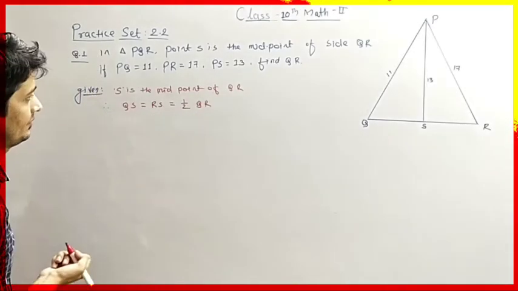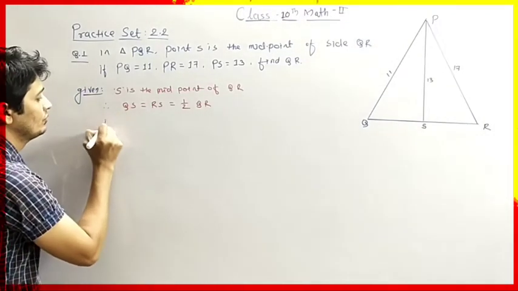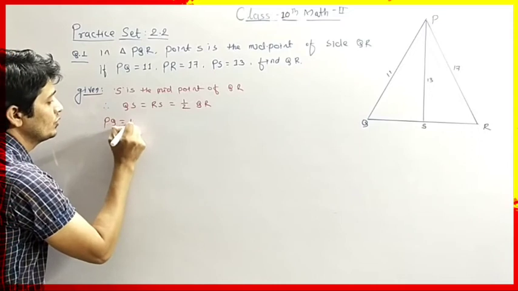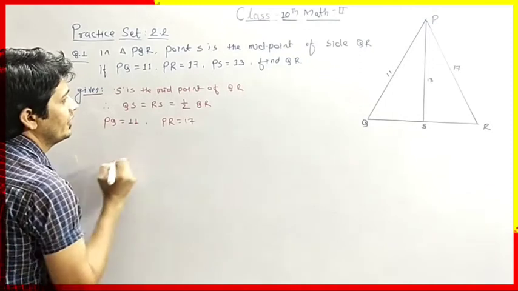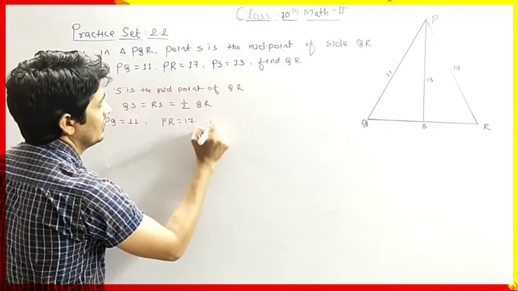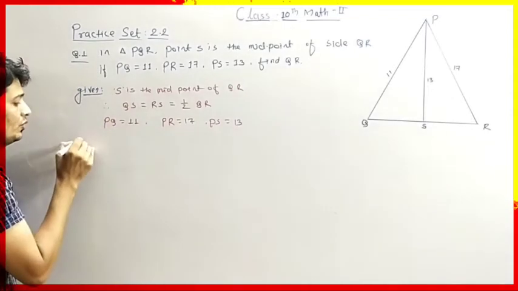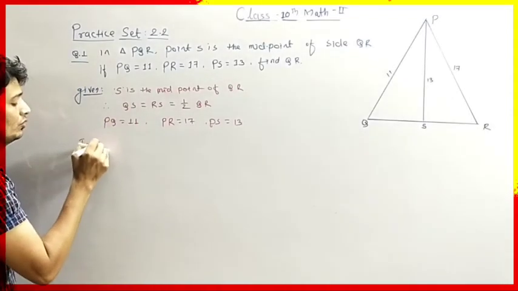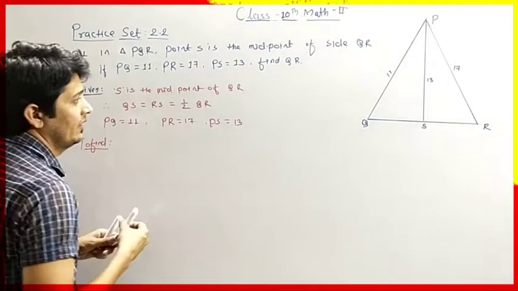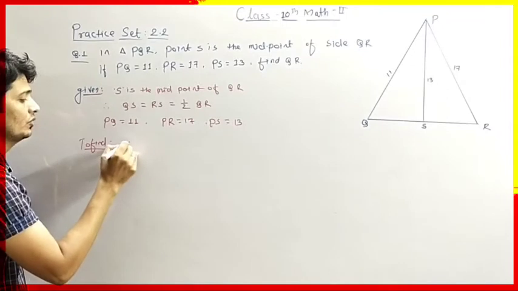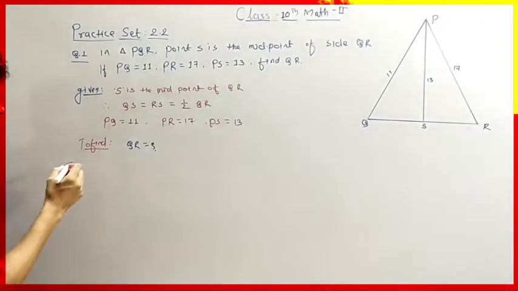Okay. Then what is given again? PQ equals to 11 unit. Then PR equals to 17 unit. Then PS equals to 13 unit. Now we have to write to find. What do we have to find? Find QR. So QR equals to question mark, that we have to find. Now solution.